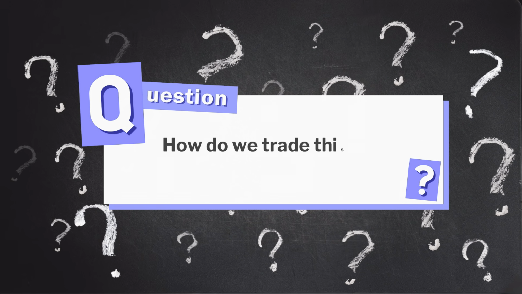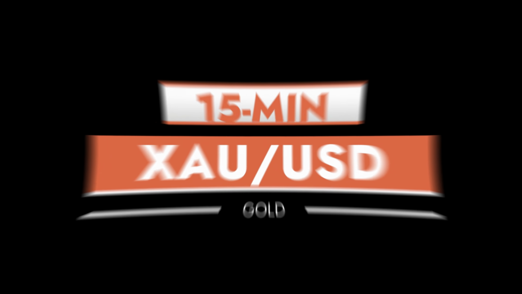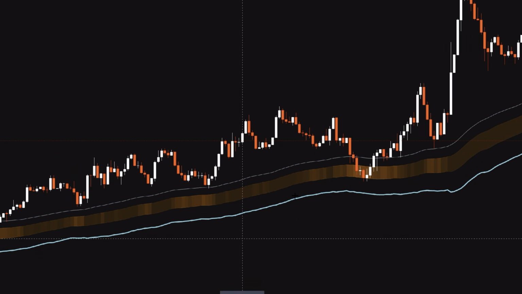But how do we trade this? What is the risk management? What are the setup rules? Let me show you. Check out the gold 15-minute chart. The price action is above the ATR Fibonacci trend indicator. This means the trend is up.